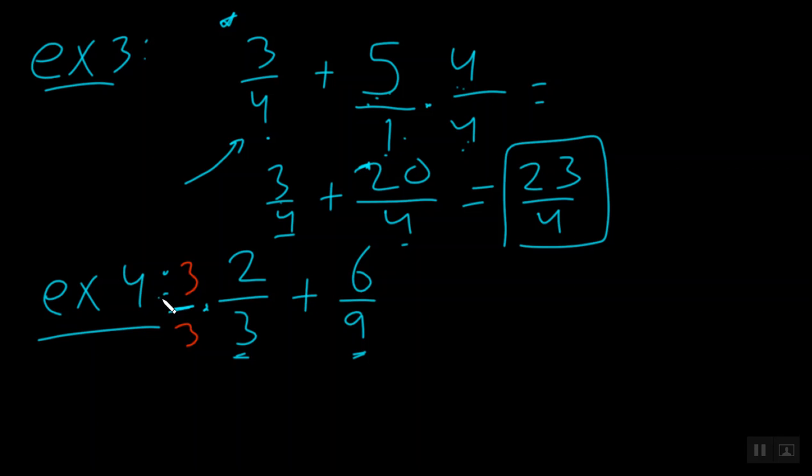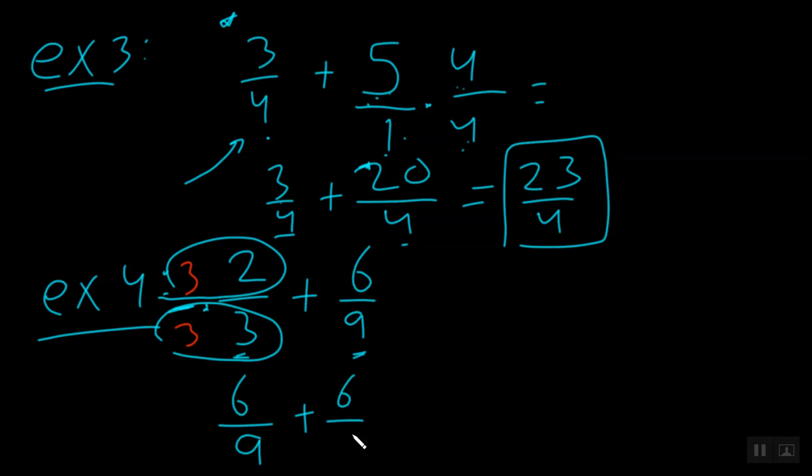And of course, here we have on the top 3 times 2, which is 6, over 3 times 3, which is 9. And wait a second. Now we have 6 over 9 plus 6 over 9, which in fact becomes 6 plus 6 is 12 over 9. Okay, now wait a second.